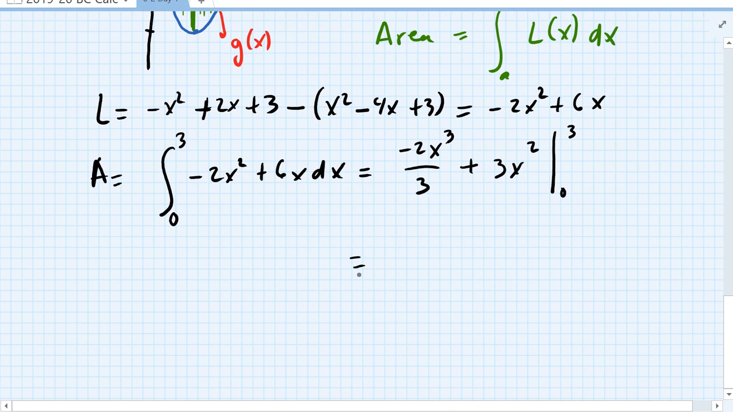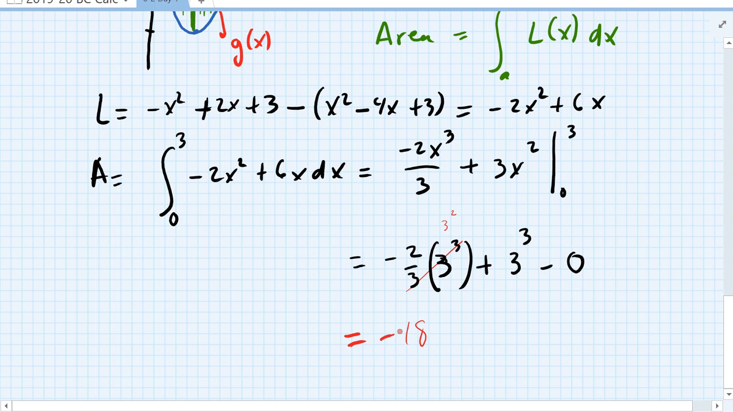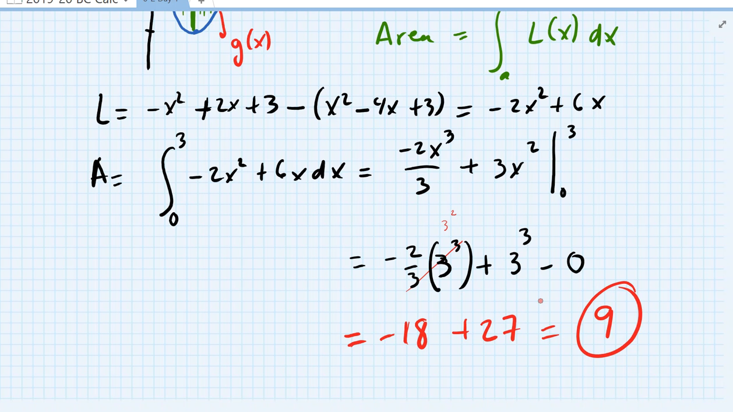So this equals negative 2/3 times 3 cubed, and then it's plus 3 times 3 squared, all of it minus 0. Okay, to make my life easier, instead of 3 cubed over 3, I'm going to say that's 3 squared, which is 9. 9 times 2 is 18. So this becomes a negative 18. Hang on, let me change that. Equals a negative 18 plus 27, which means it's 9. The area between the curves is 9 units squared. We're not worried about the units.